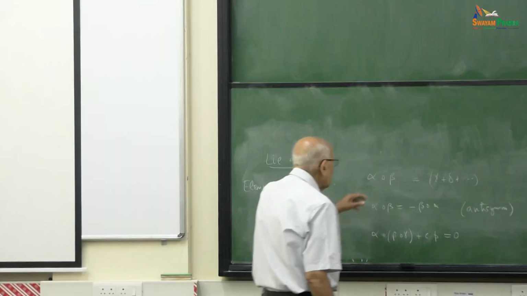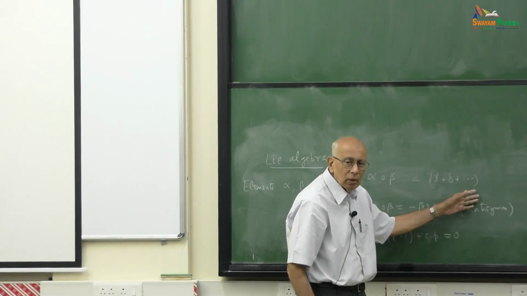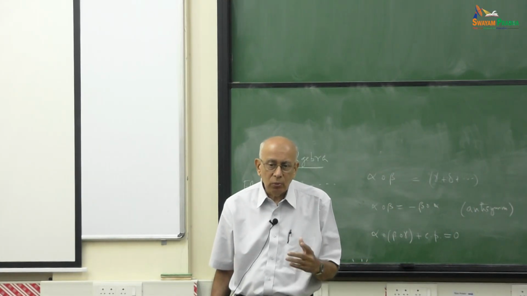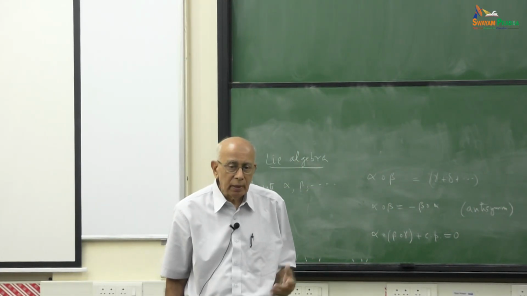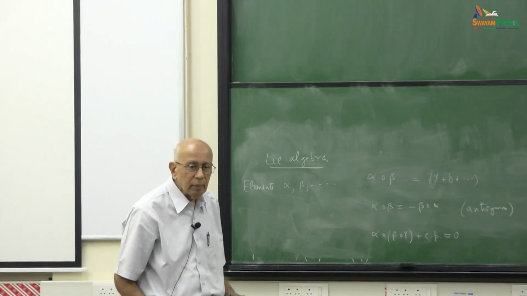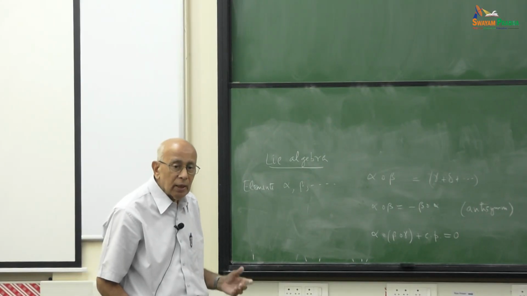Alpha composed with beta gives you another element, not necessarily a sum over all elements, but some linear combination of elements. It could be just one, could be two, could be three, could be many more. Just a linear combination. Pardon me? It depends on the algebra.